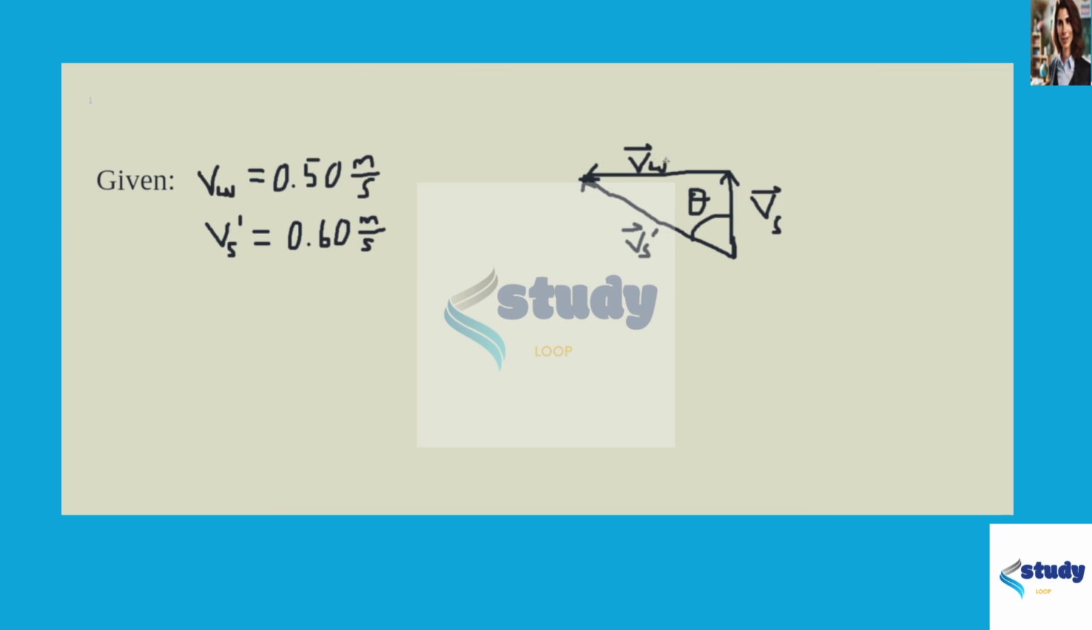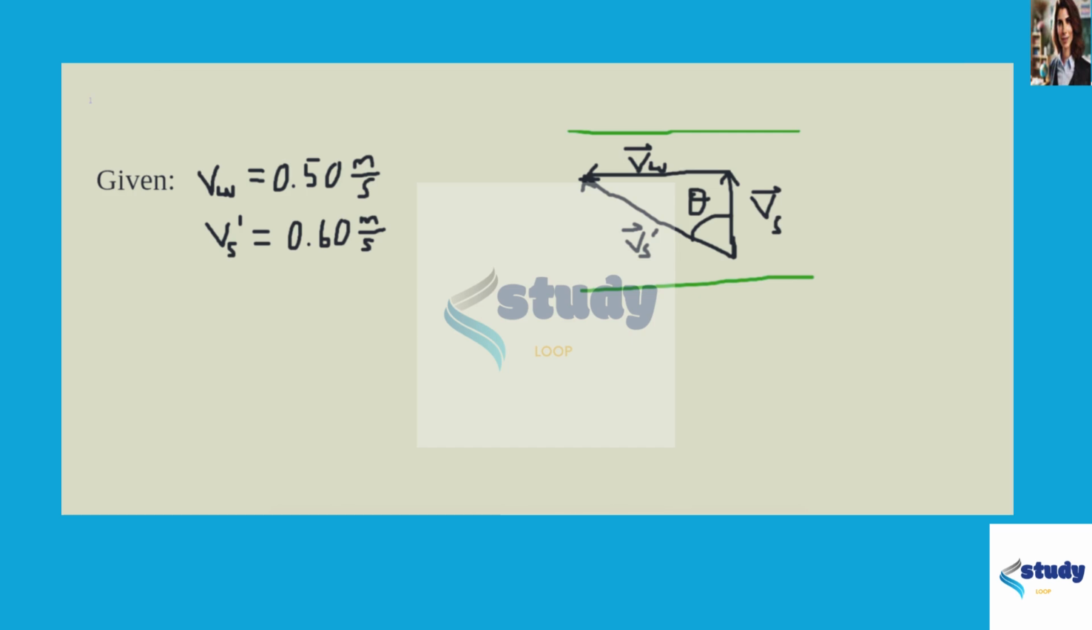You have the direction of the velocity of the water. You also have Vs prime, which is the velocity of the swimmer relative to the bank. I'll draw in the bank on either side as green. Then you also have V of S, which is the actual velocity of the swimmer trying to swim from one side to the other, perpendicular to the bank. So we know V of S prime, we know V of W, and for A, it wants to know the angle theta that we have here.